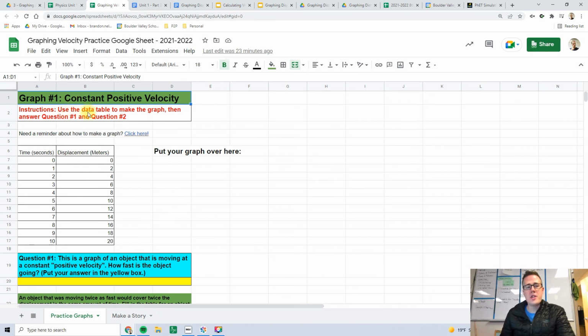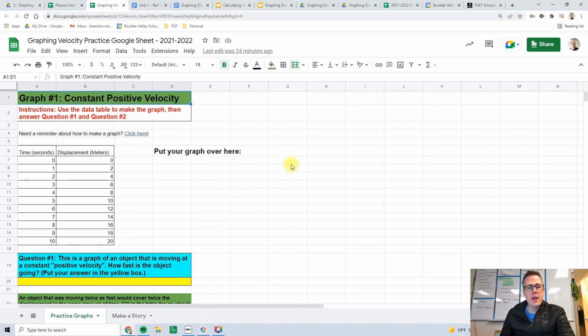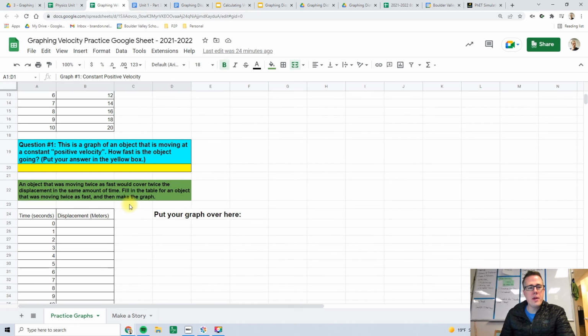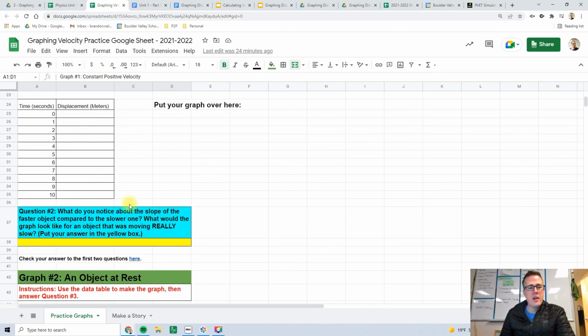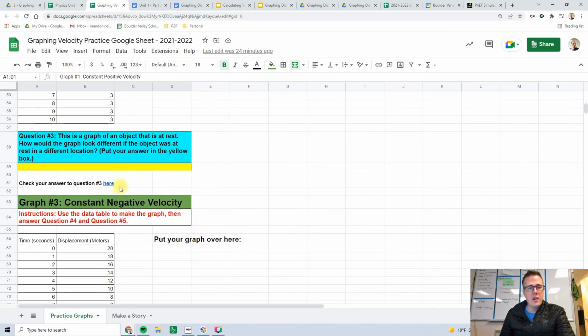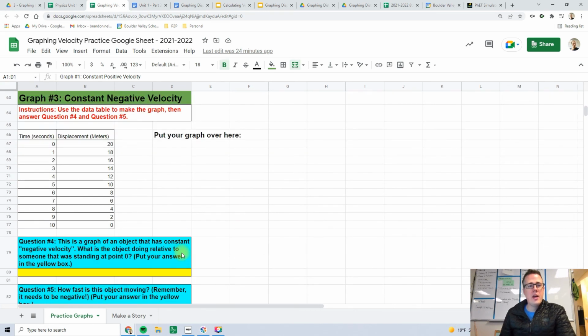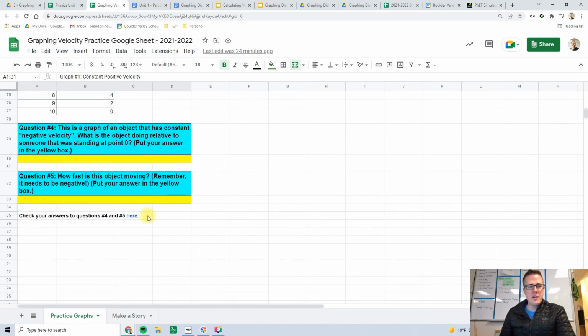So in the first part, your job is to use the data table to make a graph and then answer questions 1 and 2. If you're not sure how to make a graph, it's been a while, you can click on the link right here and it'll remind you how to make a graph in Google Sheets. So you'll make a graph, plop it down over here, then you'll be ready to answer the questions below. The next part is where you're going to be dealing with an object at rest. You're going to do the exact same thing, make a graph, and then answer the questions. You can also check your answers by clicking on the links. I forgot to say that. There are links to be able to check your answers also. Then you're going to get to part 3, same idea, check your answers.